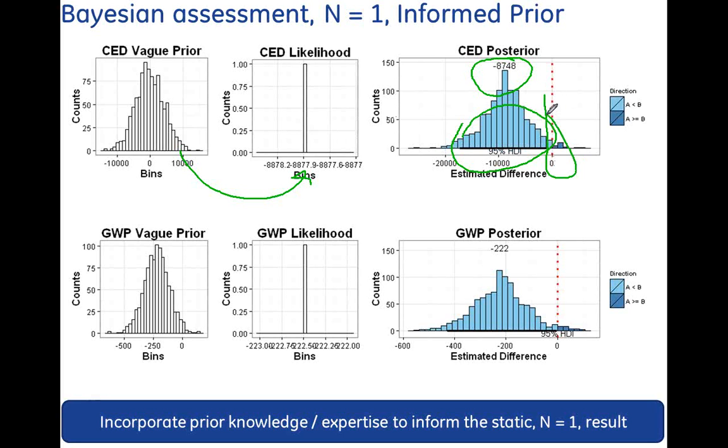Now notice, this informed prior puts the difference from 0 quite a bit, where it actually can entertain the fact that, yeah, my CED may be different, and it may be to the point where A is less than B. And again, a similar interpretation happens with global warming potential.